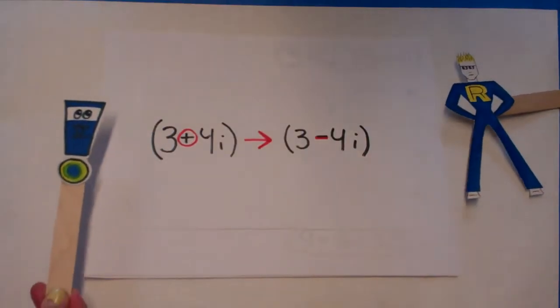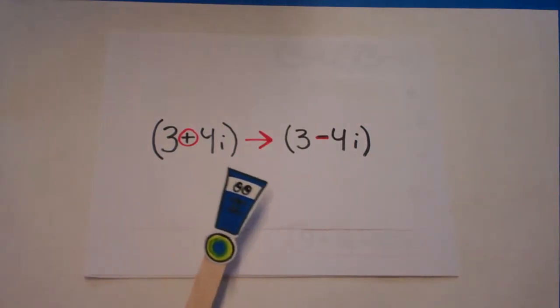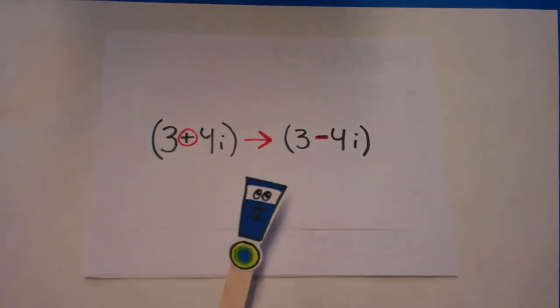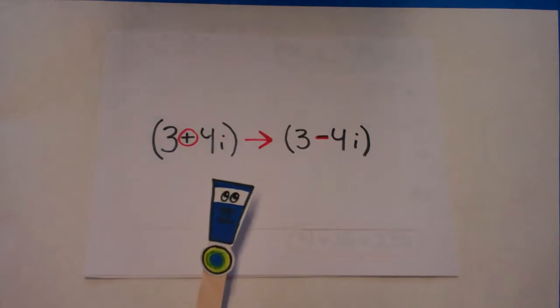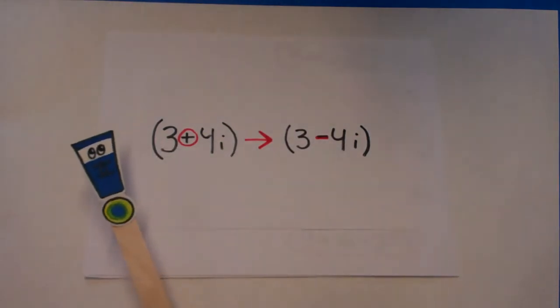That's right. By reversing the sign of the coefficient of i and multiplying the resulting number by the original complex number, I will eliminate i. Observe!